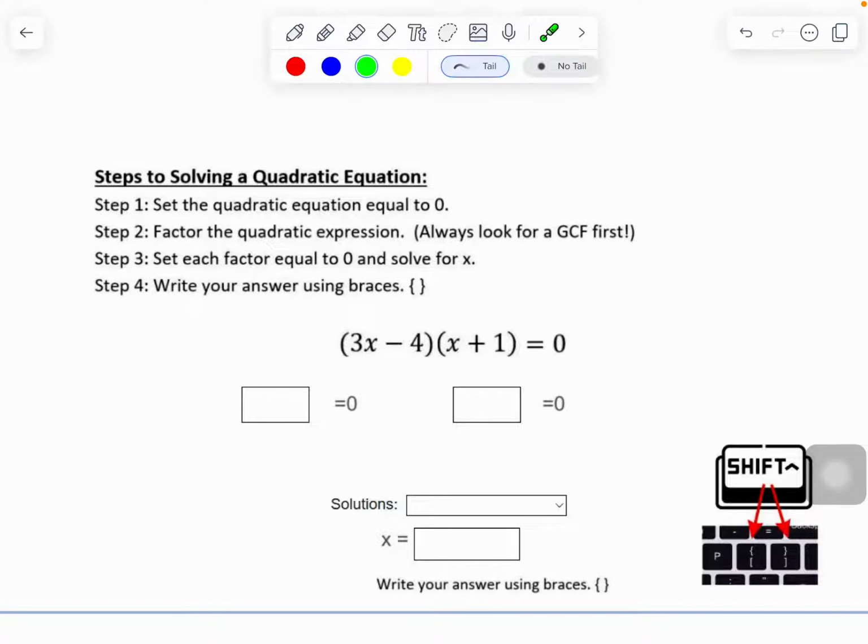All right, again, we're solving. So step 1 is set the quadratic equation equal to 0. And if you see that right here, it is already equal to 0. So step 1 is done. So I'm going to put a little check mark here.